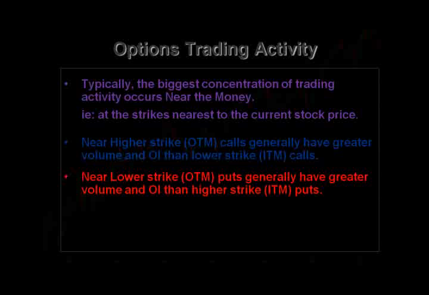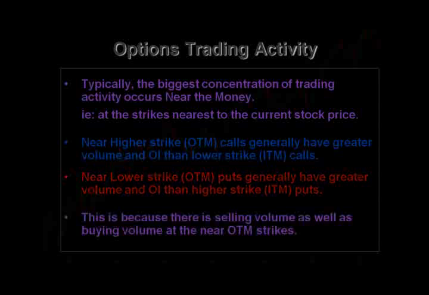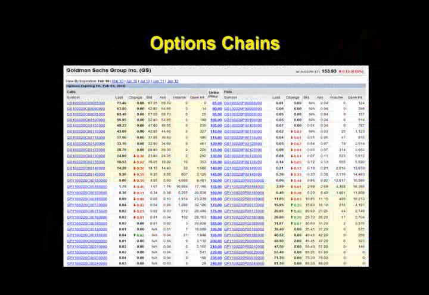And when I say the word nearer, I mean the adjacent strike prices to where the at-the-money strike is. So if the at-the-money strike is where the stock price is, so if the stock price is 50, the at-the-money strike would be 50, well, the nearer higher strike would be 55, and the nearer lower strike would be 45, generally. Now, why is this so? Well, the reason is because there is also a lot of selling volume as well as buying volume at the nearer out-of-the-money strike prices. And remember, out-of-the-money for puts is the lower strike, and out-of-the-money for calls is the higher strike. So let's have a look at a typical option chain.